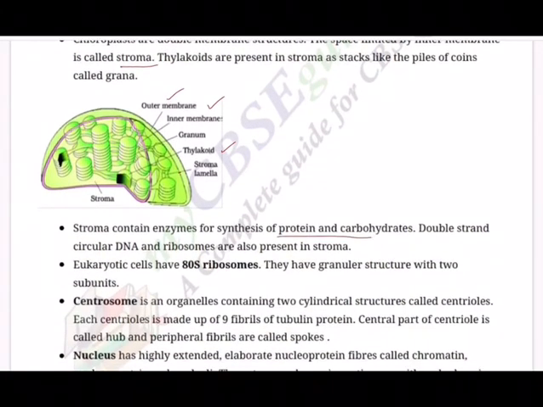So the stroma contains enzymes for synthesis of proteins and carbohydrates. And double-stranded circular DNA and ribosomes are also present in the stroma. Eukaryotic cells have 80S ribosomes. They have a granular structure with 2 subunits. So this is how plastids are the largest cell organelles.